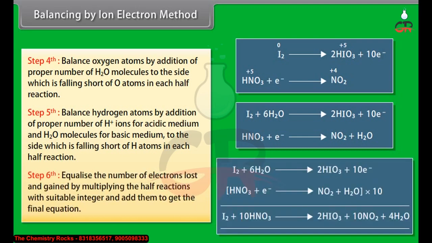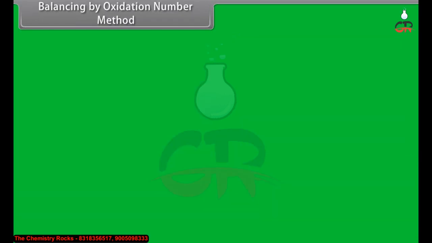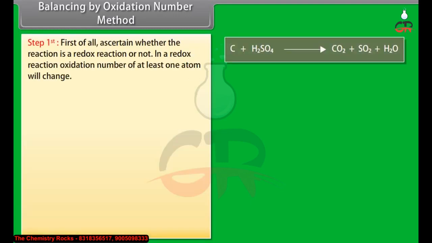Step sixth. Equalize the number of electrons lost and gained by multiplying the half reactions with a suitable integer and add them to get the final equation. Balancing by oxidation number method. Step first. First of all, ascertain whether the reaction is a redox reaction or not. In a redox reaction, the oxidation number of at least one atom will change.